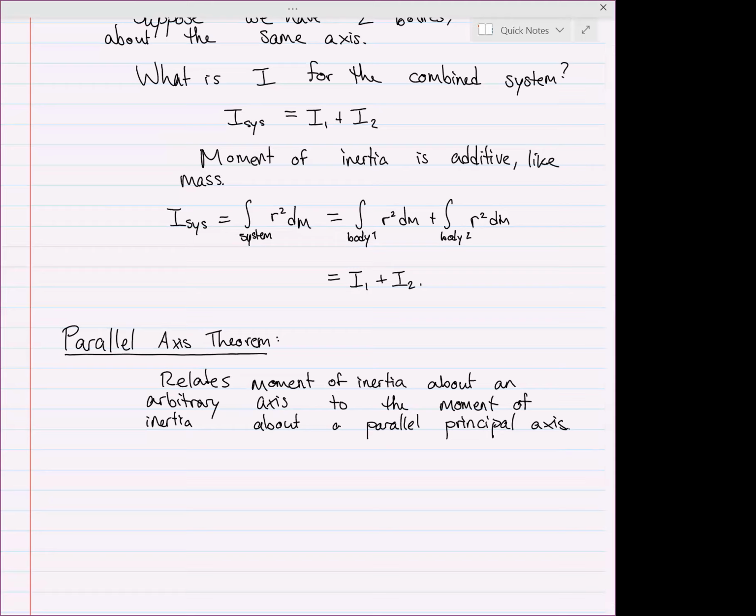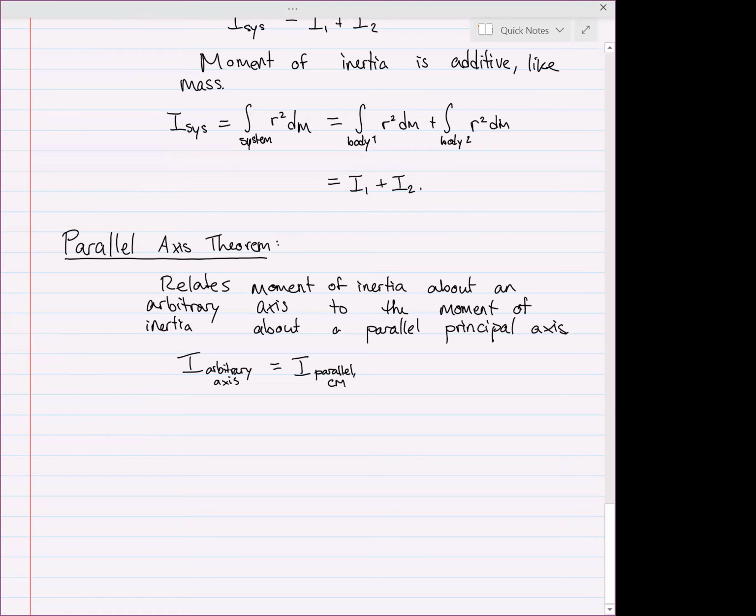So what I'm about to write is the parallel axis theorem. The moment of inertia about the arbitrary axis is equal to the moment of inertia of the parallel axis that runs through the center of mass. This is the principal axis. So I'm putting parallel, CM. And I'll draw a picture, it'll be more clear. Plus the total mass of the object times the distance squared between the two axes.